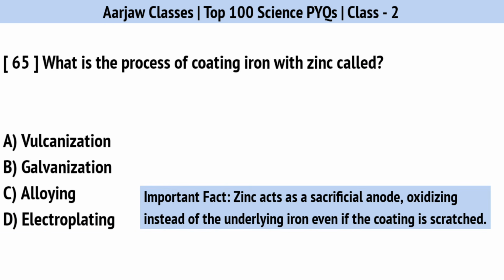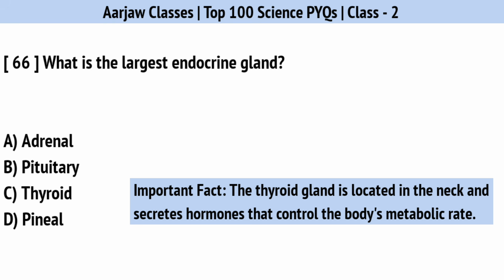What is the process of coating iron with zinc called? Correct option is B. Galvanization. What is the largest endocrine gland? Correct option is C. Thyroid.